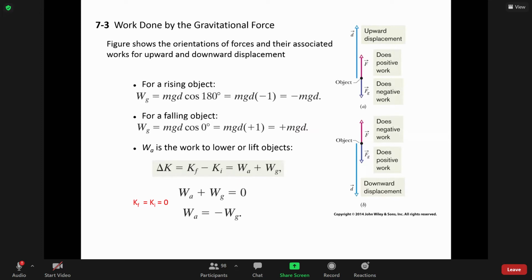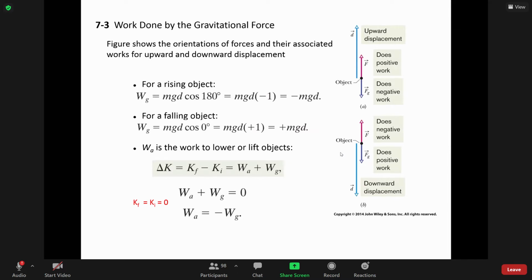Positive. So the work done by my hand, the normal force, should be positive or negative when I'm raising it up? Everyone, I need answers here in the chat panel. Positive. Why positive? Because the angle between displacement and the force is zero, and cosine of zero is positive.